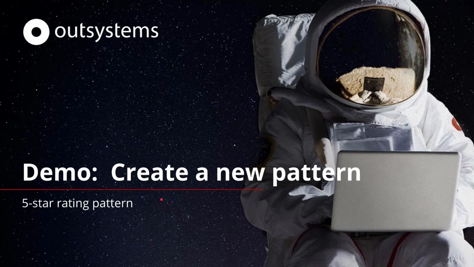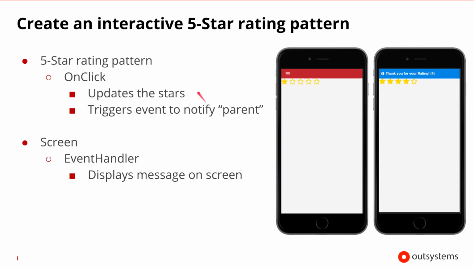Welcome to the demo for the Create a New Pattern session. In this session, we're going to create an interactive 5-star rating pattern, and we'll be placing that pattern on a screen. The pattern should be interactive so that when we click on a particular star, it will fill in and update the stars, and the pattern will be able to notify its parent, which in this case is the screen, and the screen can have an event handler. And in this example, we're going to have our screen simply display a message about what type of rating was provided.